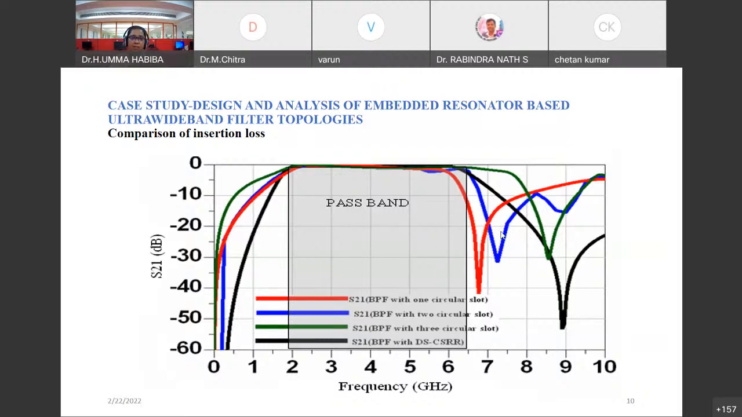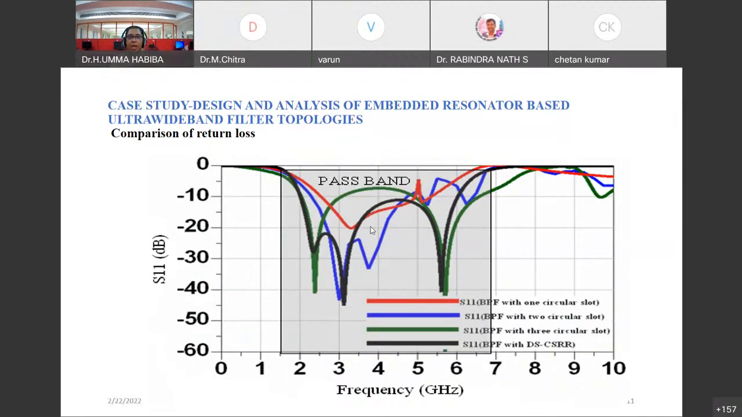This is nothing but we can consider it under analysis of literature. Even we can say synthesis of literature. And similarly for the comparison of return loss, you see the performance, how it is varying for different structures. So from this, we can easily identify which kind of PGS structure can give better performance for any filter.